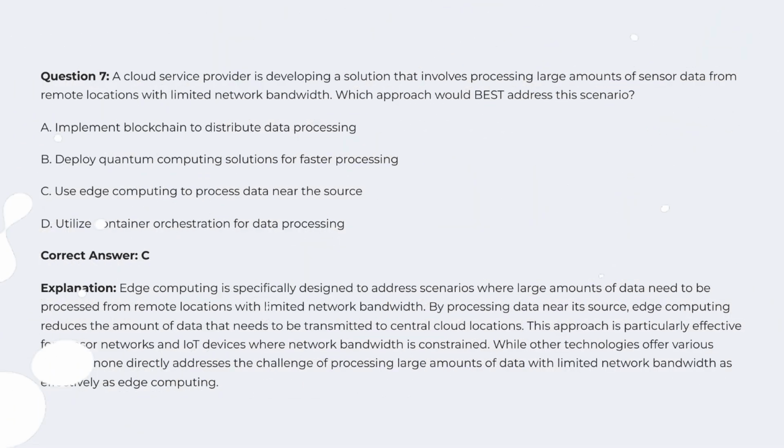Correct answer, C. Explanation: edge computing is specifically designed to address scenarios where large amounts of data need to be processed from remote locations with limited network bandwidth. By processing data near its source, edge computing reduces the amount of data that needs to be transmitted to central cloud locations. This approach is particularly effective for sensor networks and IoT devices where network bandwidth is constrained. While other technologies offer various benefits, none directly addresses the challenge of processing large amounts of data with limited network bandwidth as effectively as edge computing.